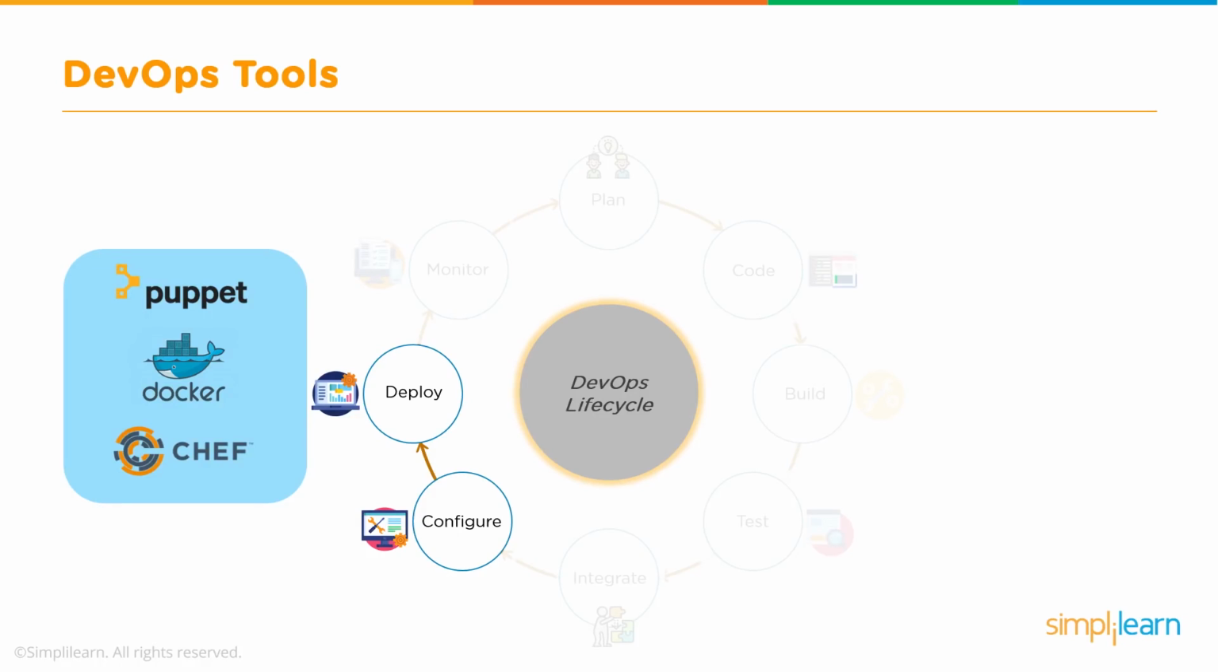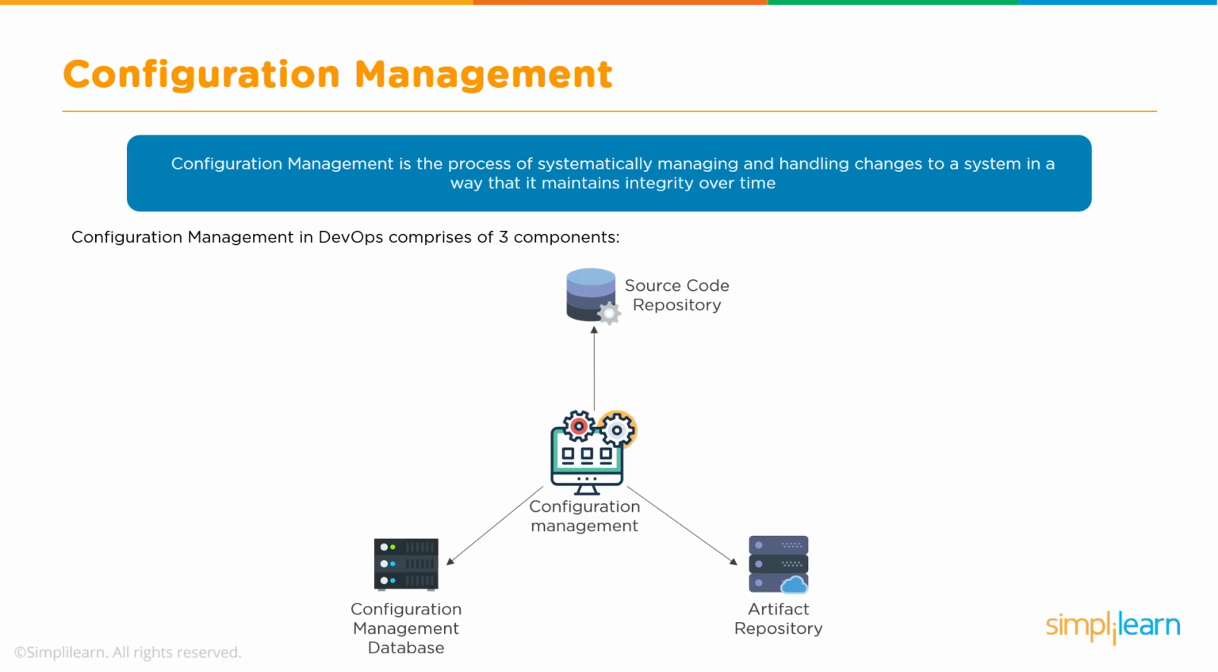pipeline. So again, configuration management is the process of systematically managing and handling changes to a system in a way that maintains integrity over time. How does it do that, you might ask? Well, it does that by doing the configuration in an automated and consistent way. So the same way we take our code and we compile it, we test it, and make sure that it passes those tests and compiles successfully, we can take our configuration and do that in the same automated way.